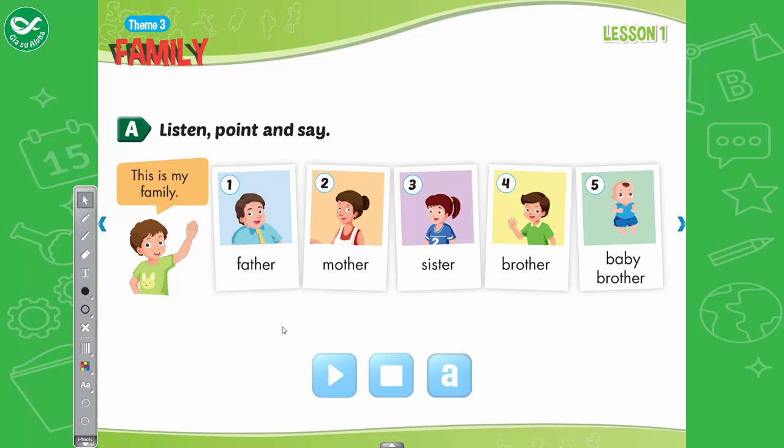A. Listen, point, and say. 1. Father. 2. Mother. 3. Sister. 4. Brother. 5. Baby brother.